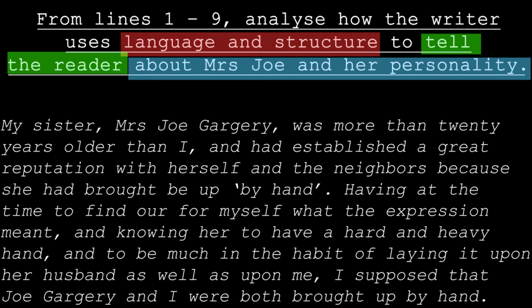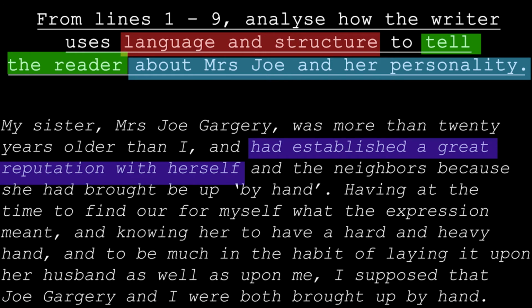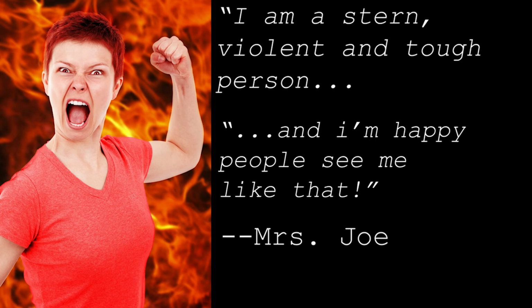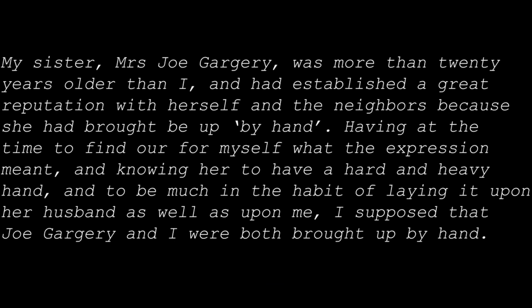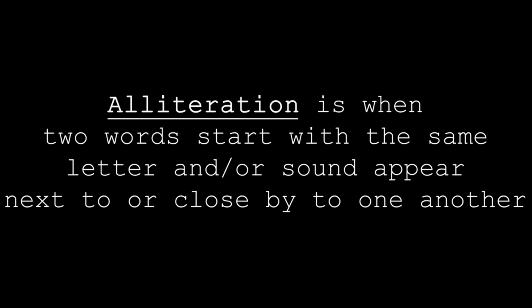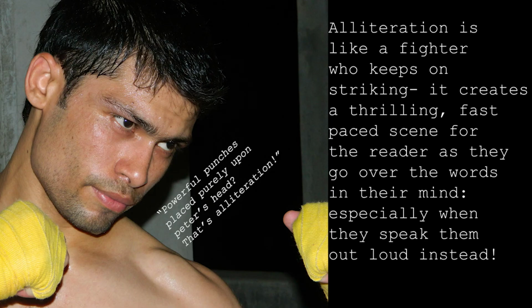The first feature we find to prove this is an emotive noun-adjective pairing, leading up to a verb, "by hand", which is also a slang expression that means violently. This together implies she sees herself as a stern, violent, tough person and is happy to be seen like that, rather than being appalled like a normal person would. This is further backed up by the next feature, alliteration, used to talk about her "hard, heavy hand". Alliteration here is used for a fast, furious blast of words, perhaps to mimic her own violent swipes.